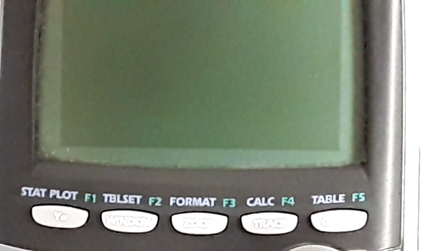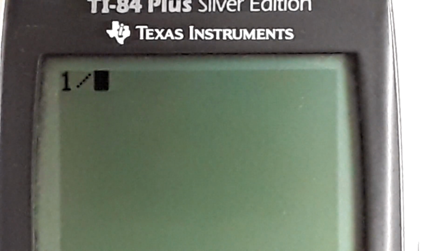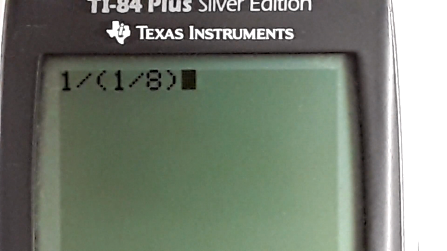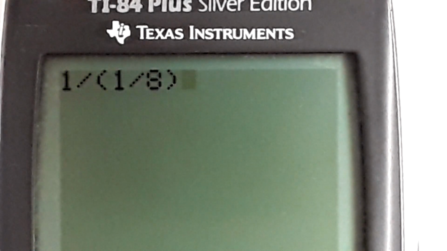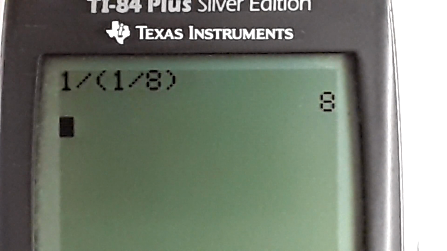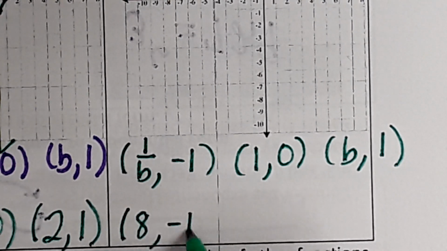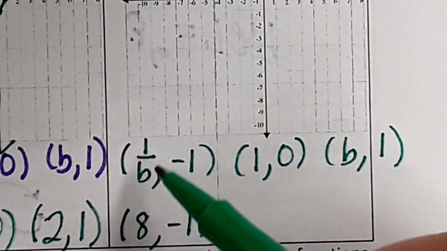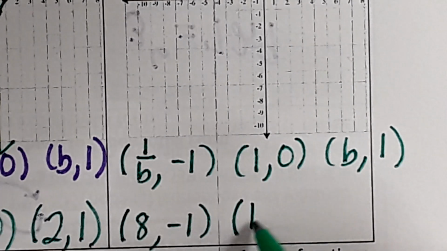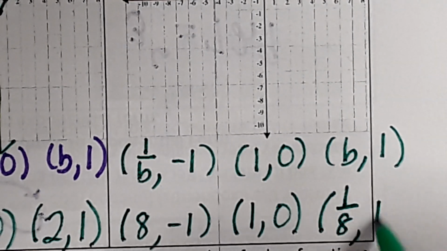So I want to show you in your calculator. All you're going to do is 1 divided by, parentheses, 1 divided by 8. So again, 1 divided by 1/8 basically. And then what did you get? 8. So this becomes (8, -1), because 1 over 1/8 turns into 8. (1, 0) works. And then the last one is (1/8, 1).